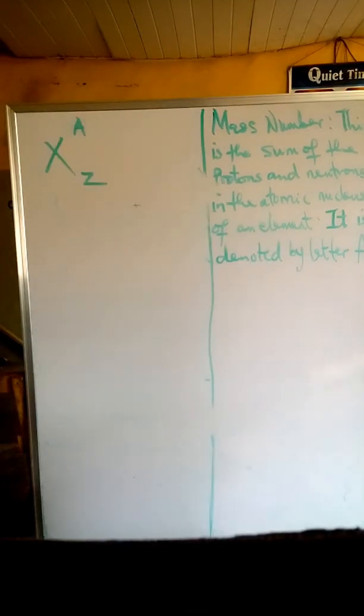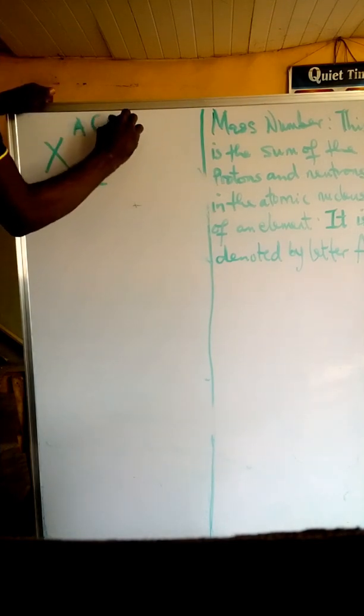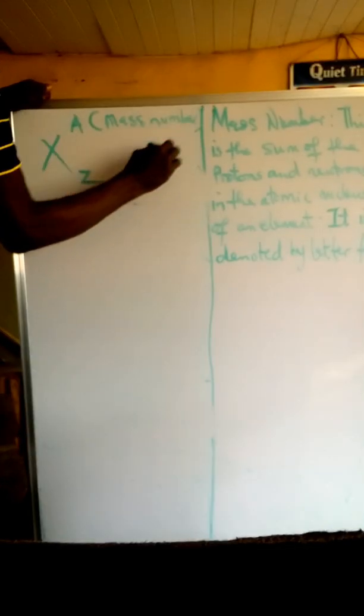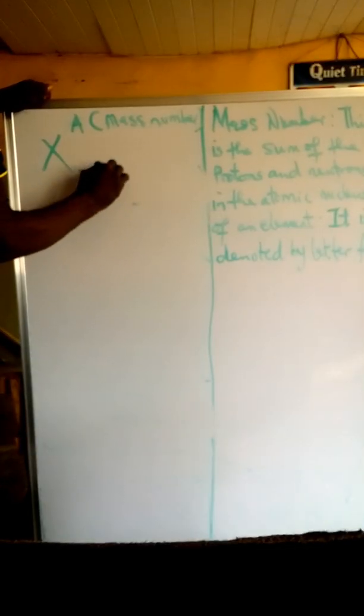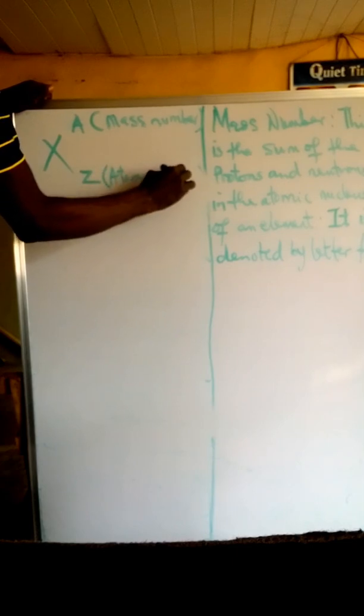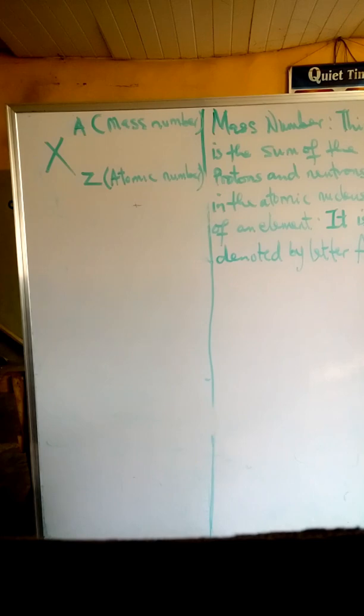For example, X here is representing an element. The A above is the mass number, and Z here is the atomic number. Now this will lead us to what is called isotopy.